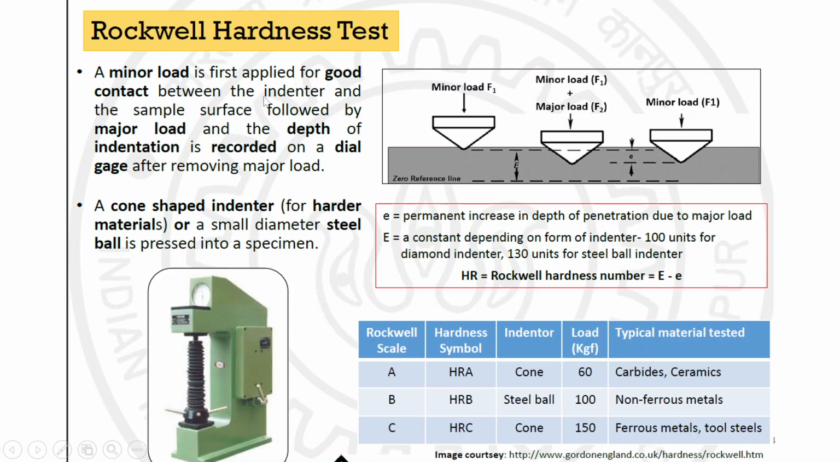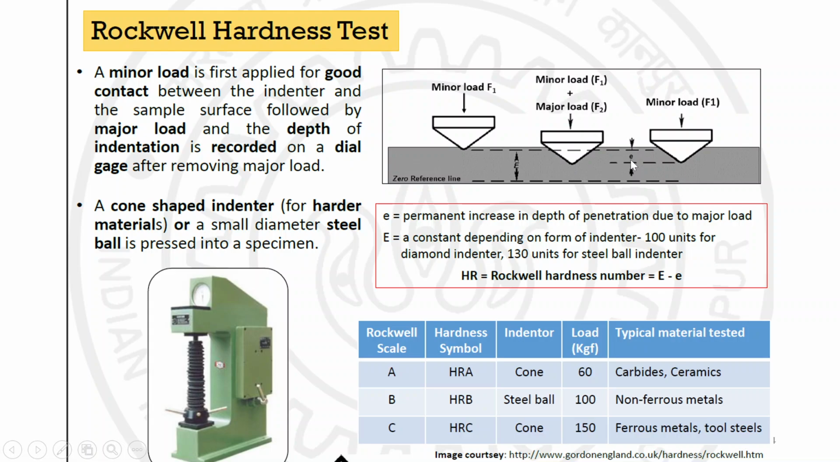Between the indenter and the sample surface, this is followed by a major load, and the depth of indentation is recorded on a dial gauge after removing the major load. So firstly you apply the minor load, then the major load, and on removing the major load, the penetration depth is measured, and based on that your hardness is determined. In this case, a cone shaped indenter is used for harder materials, or a small diameter steel ball is pressed into a specimen. This is what your instrument will look like.